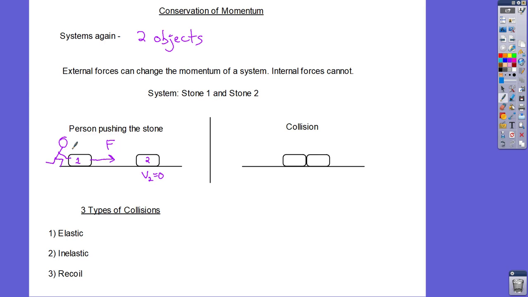So the question is, is that an internal or an external force? Well, we're going to consider the system to be the two stones, stone 1 and stone 2. Since F is exerted on stone 1 by the person, that's an external force. And an external force is going to change the momentum of the system. So we can see this one's going to remain constant speed. This one is going to speed up because of that force. So the system momentum is increasing.